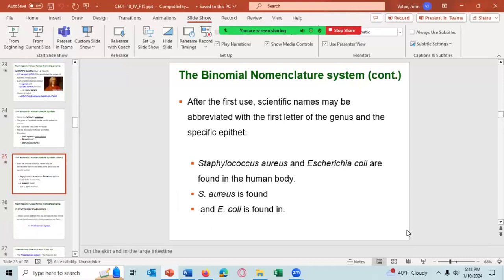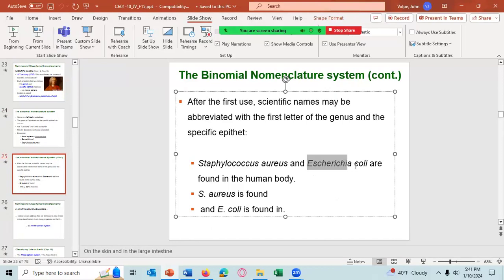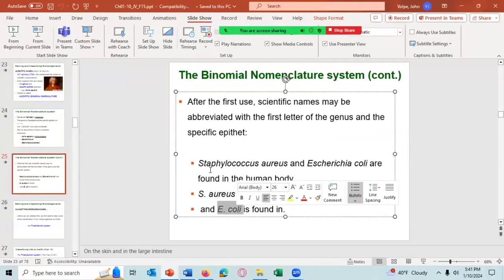The first time a scientific name is used, it's supposed to be written out, both the genus name and the specific epithet. However, after the first use, you may abbreviate it by putting the first letter of the genus and then the specific epithet. Like E. coli, it stands for Escherichia coli. Staphylococcus aureus can be abbreviated S. aureus. Any question about that?